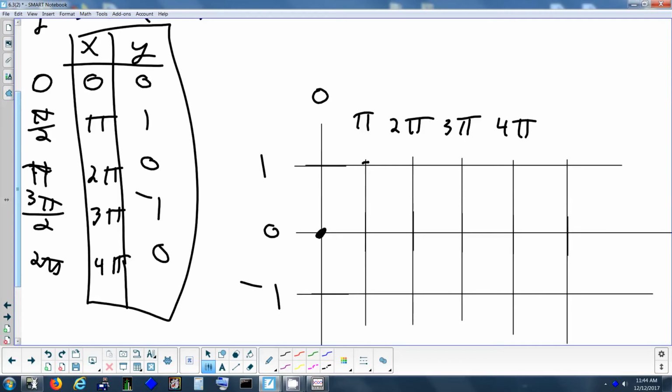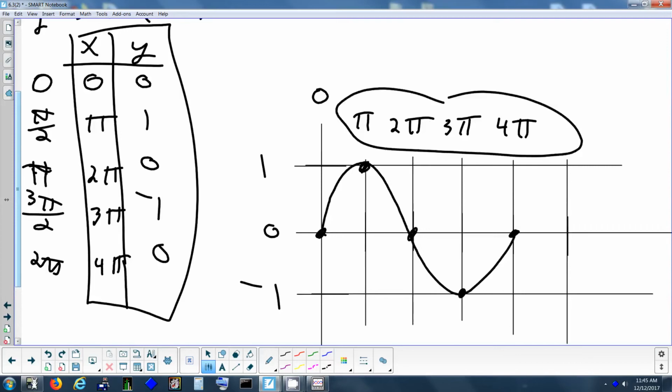0, 0, pi, 1, 0, negative 1, back to 0. And if you look at that and you say, well, doesn't that look like every graph? Yep, doesn't look any different. Because what did I do that makes it look the same as everything else? I changed my scale. I normally do not use these labels, but I did this time. And my graph looks the same. Questions on that?